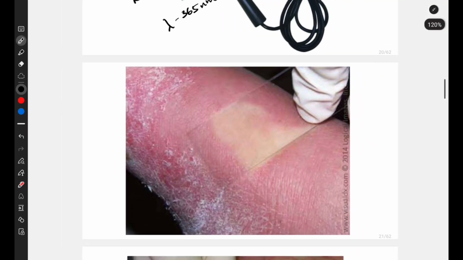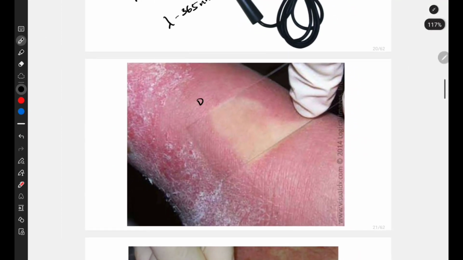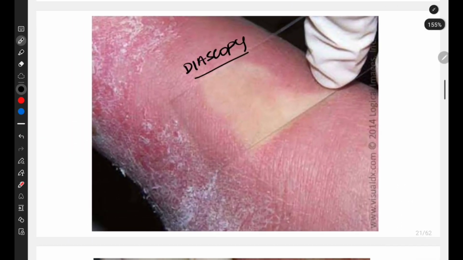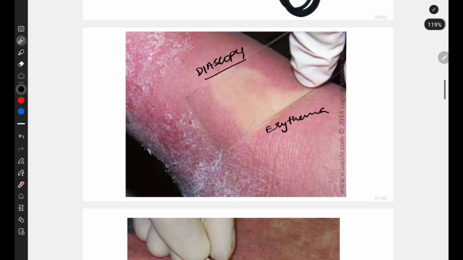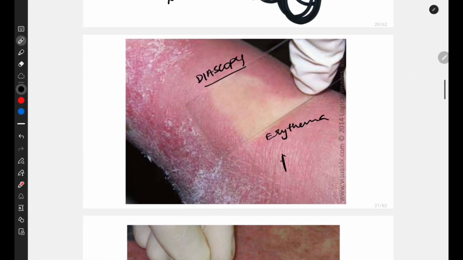Then coming to diascopy. Diascopy means using a glass slide to put pressure over the area. If it blanches, it will mostly be erythema. If it doesn't blanch on pressure, it will mostly be purpura or petechial spots.